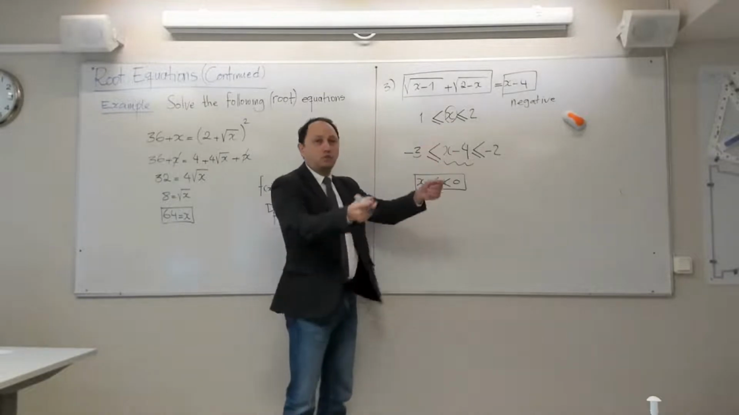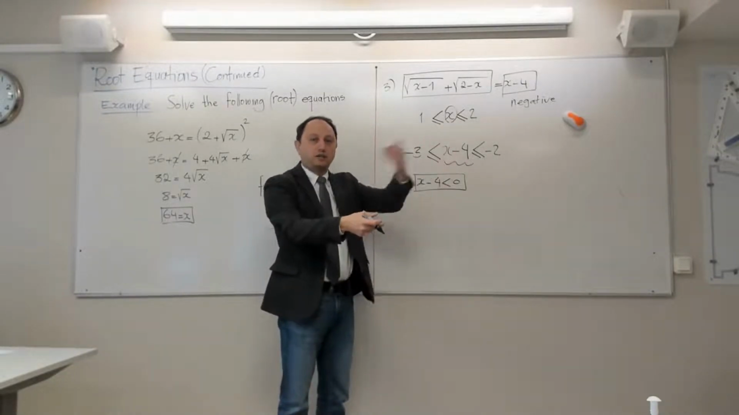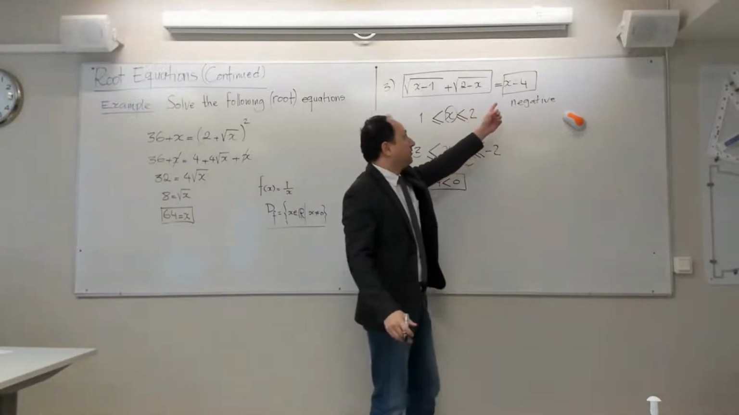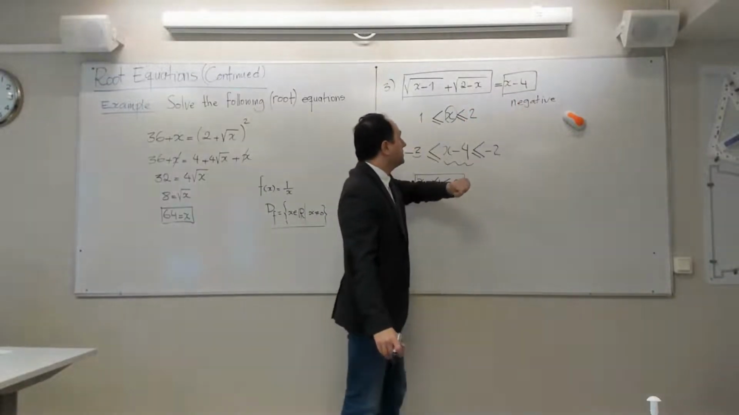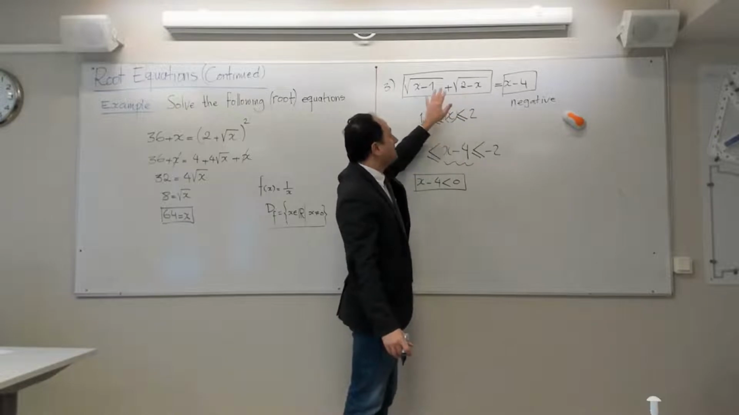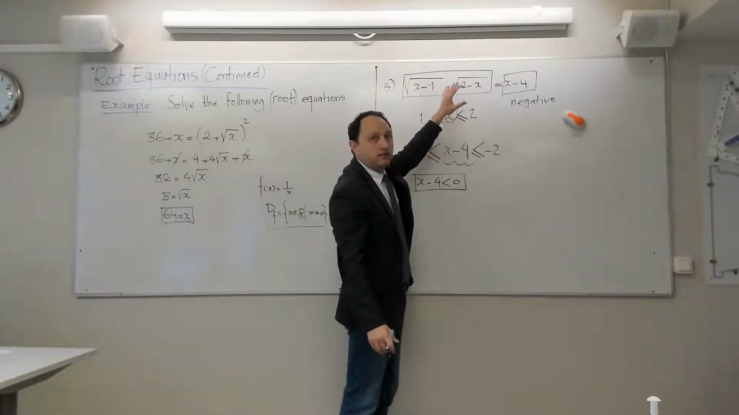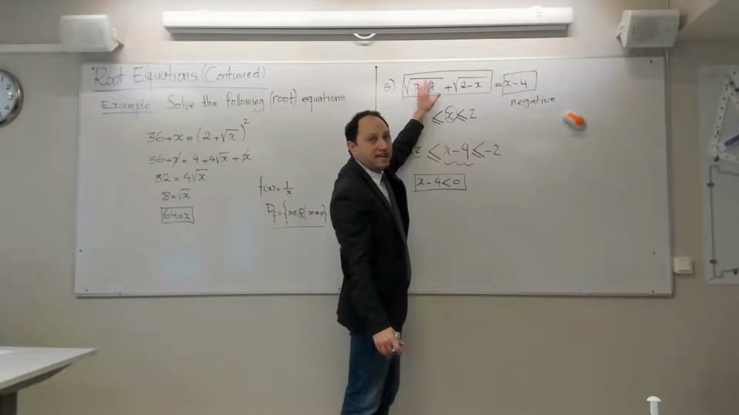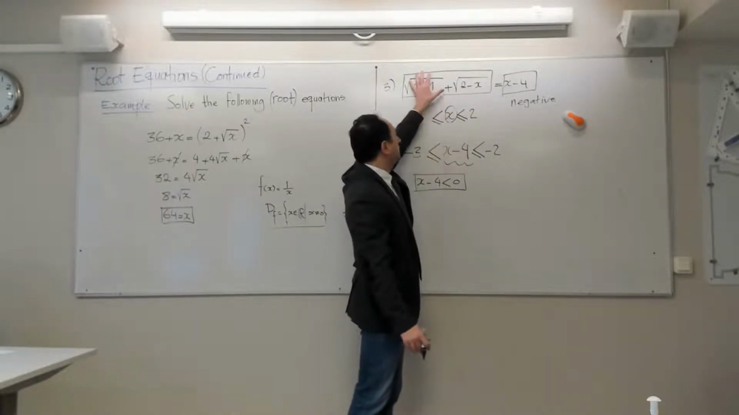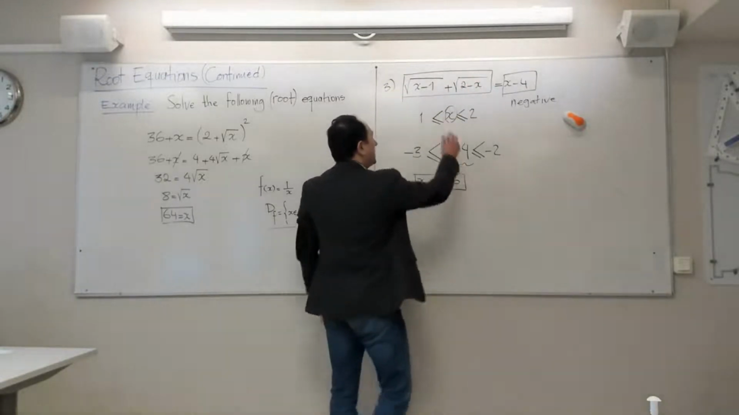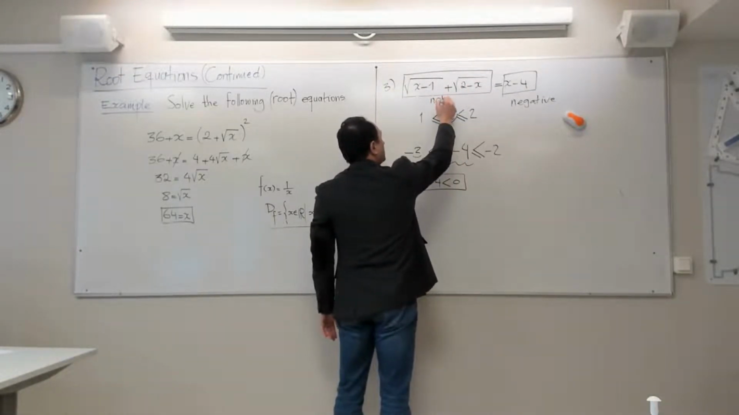If x is a number between 1 and 2, and I subtract 4 from it, it becomes a negative number. So the right-hand side becomes negative, but the right-hand side cannot be negative because the output of a square root sign is at least 0. So this is at least 0, this is at least 0, so the left-hand side is not negative.